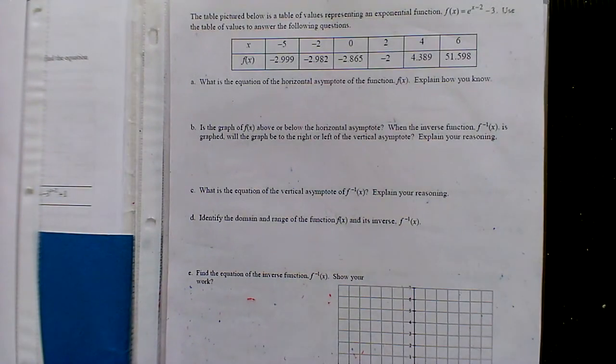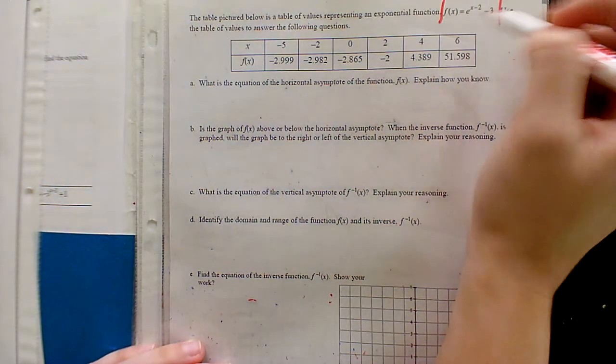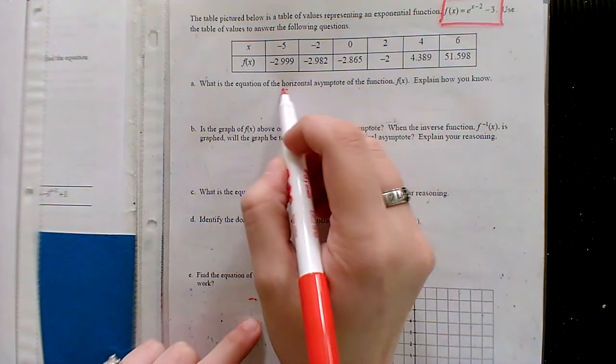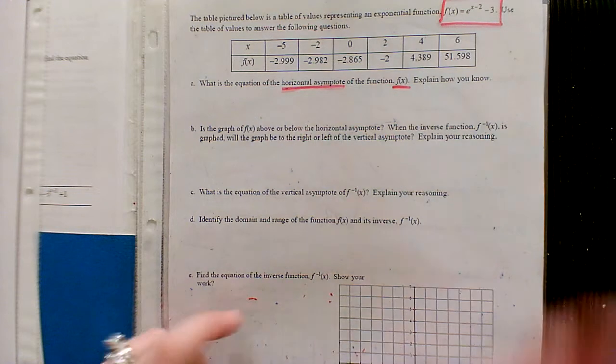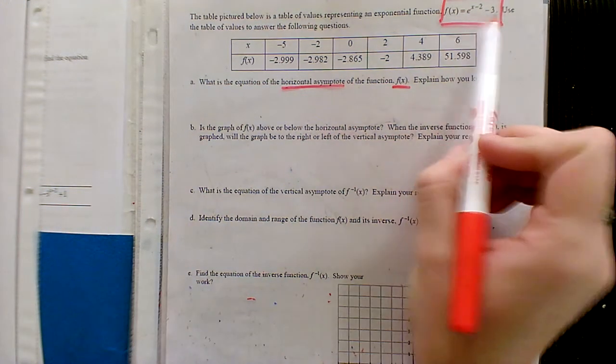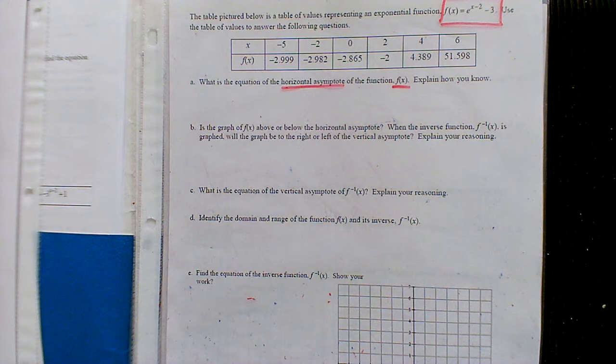All right, so the table pictured below are some values of this exponential function. So we're going to use the equation perhaps and the tables to help us with some of these questions. What is the equation of the horizontal asymptote for the function f of x? Notice how f of x is an exponential, so it should have that horizontal asymptote. Can we find it? Go ahead, Marie.